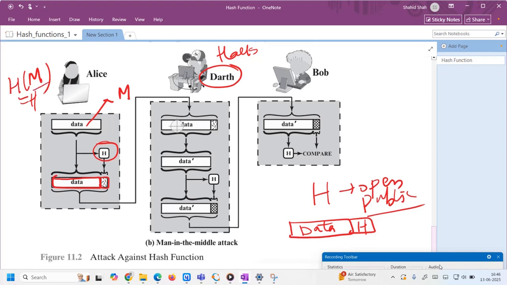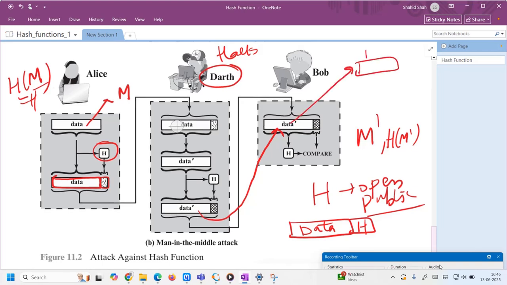Suppose you transmitted M, Darth will change M to M dash and compute the hash of this M dash, and then transmit this altered data. What will Bob do to authenticate the message? Bob knows that the first part is the data, suppose M dash, and computes the hash of M dash, compares this H of M dash with H, and it will definitely come out the same, because Darth has changed the message as well as the hash.